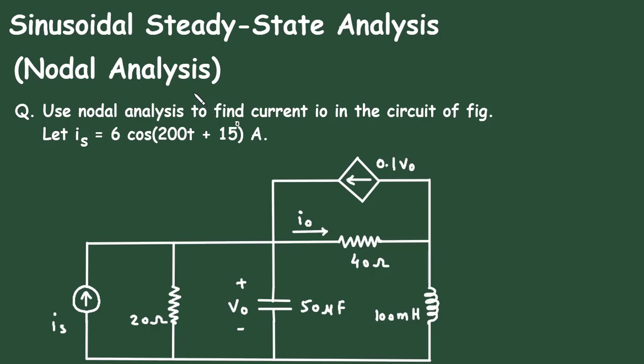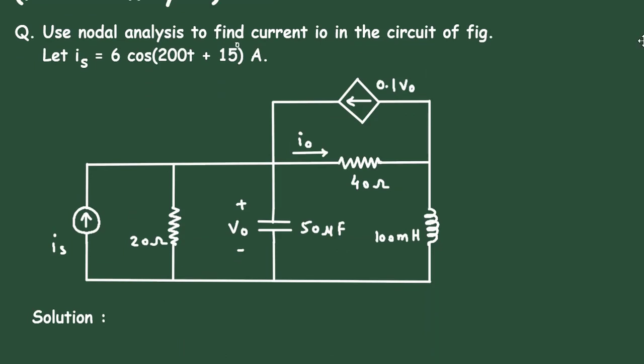In this video, we will see an example on sinusoidal steady state analysis, nodal analysis. Question: use nodal analysis to find current Io in the circuit of figure. Here for this circuit, we have to find the value of this current Io by using nodal analysis. Let Is be equal to 6 cos(200t + 15°) ampere. The value of this Is is given. So first of all, we will take this circuit from here.